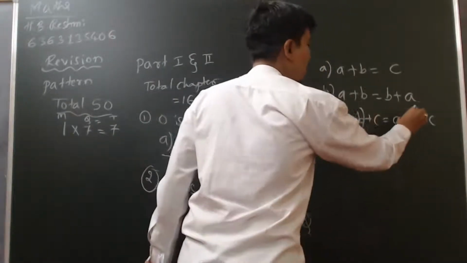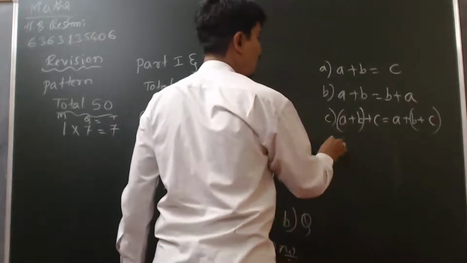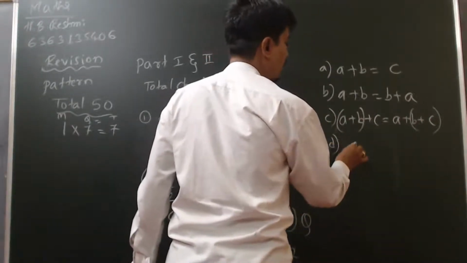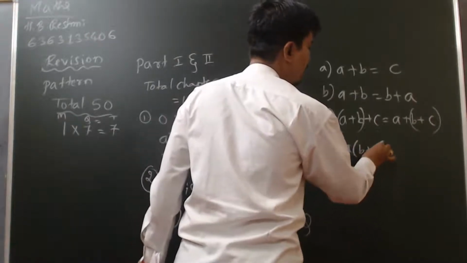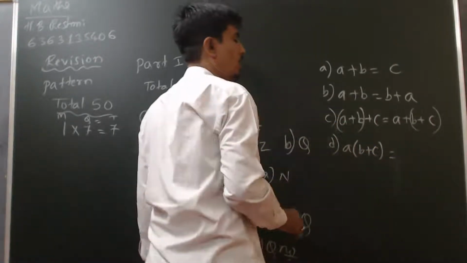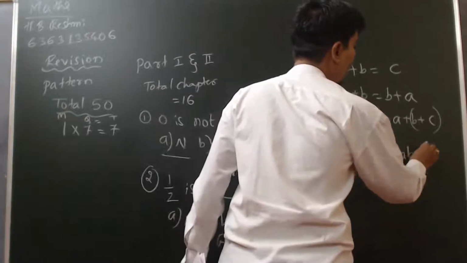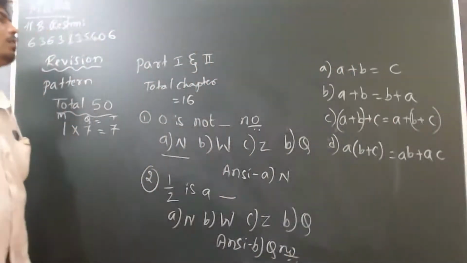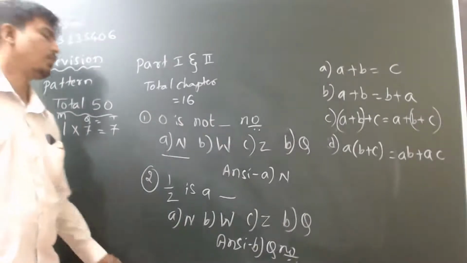Similarly, A multiplied with B plus C. It will be AB plus AC. So you are going to learn these objectives.